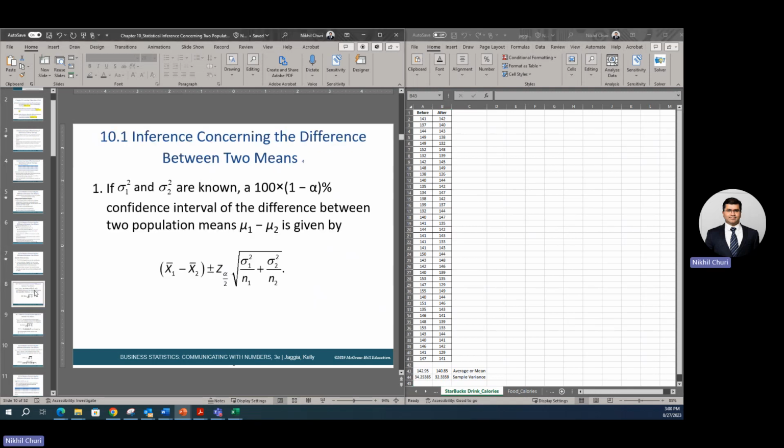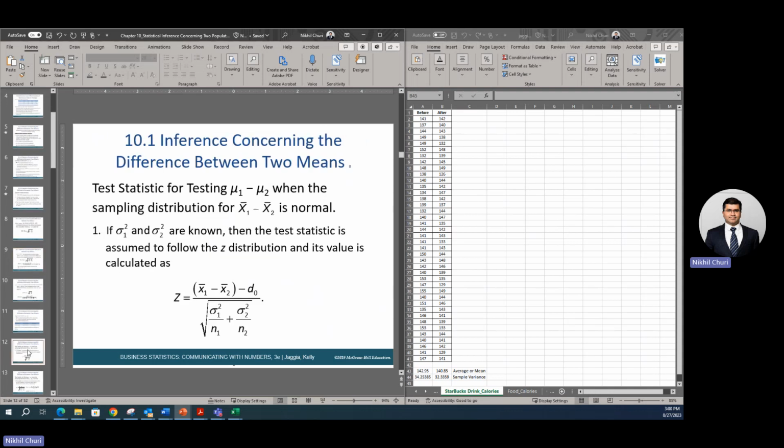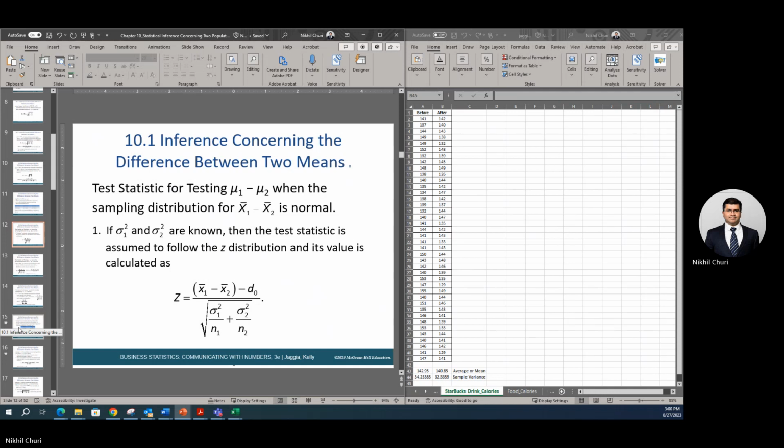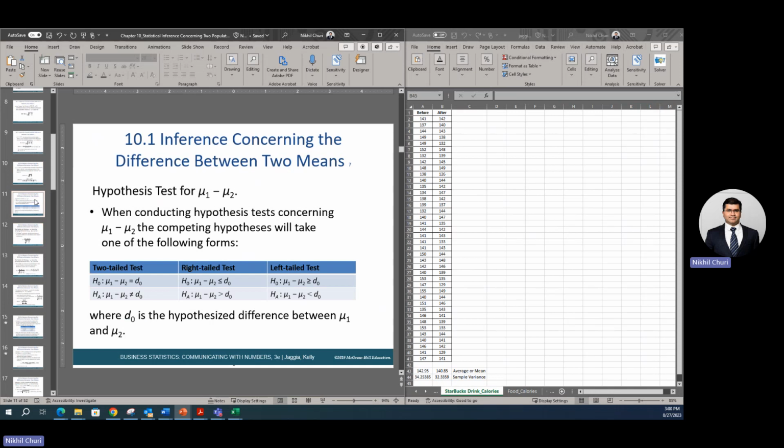How to calculate the z value at alpha by 2, or the t value at alpha by 2 at given degrees of freedom, is very straightforward. Let's go to the next slide and have a refresher about what a hypothesis test is.